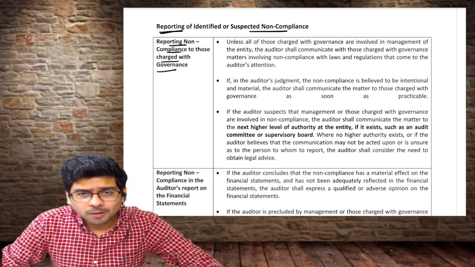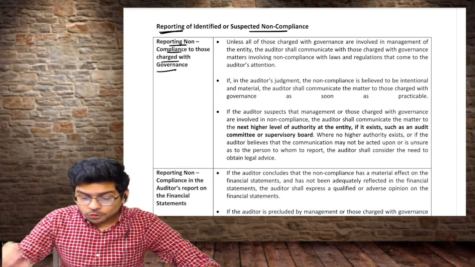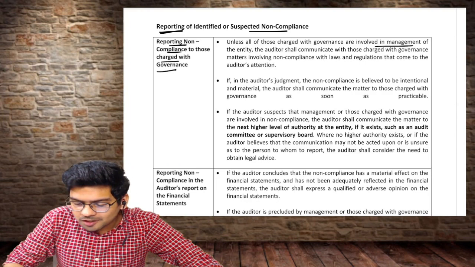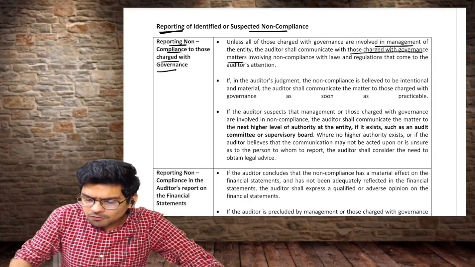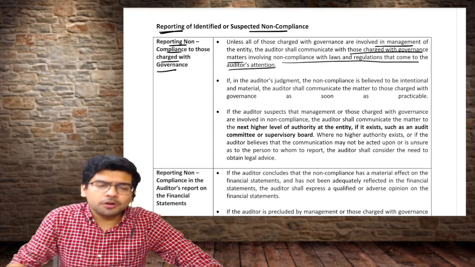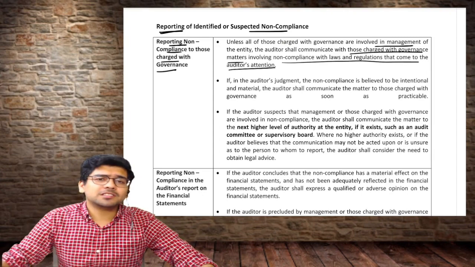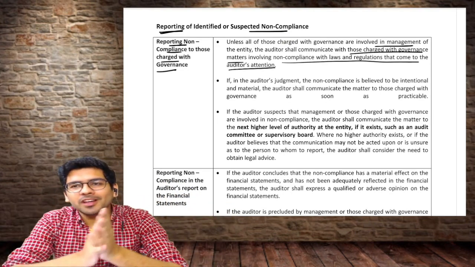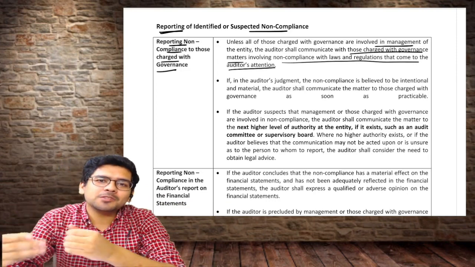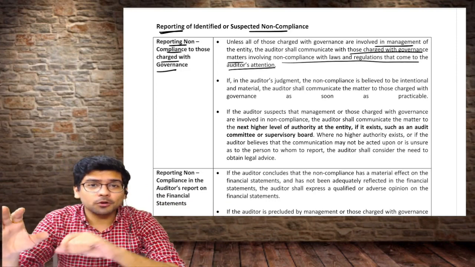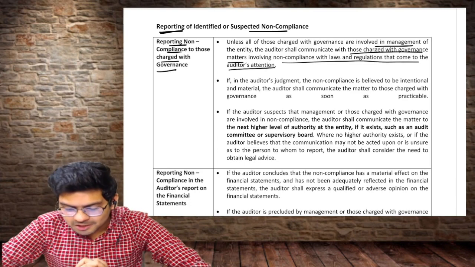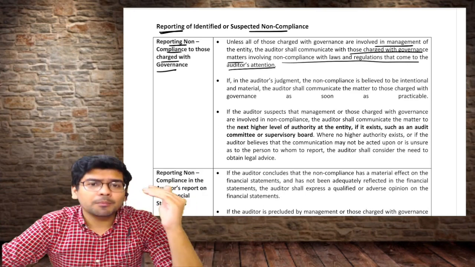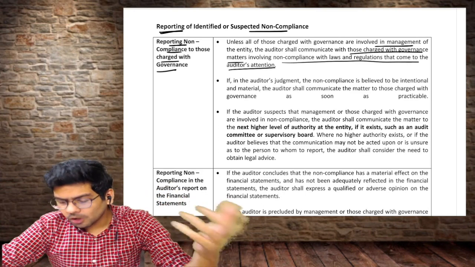As soon as we find any non-compliance, we are going to report it to the TCWG. It says unless all of those charged with governance are involved in management of the entity, the auditor shall communicate with TCWG matters involving non-compliance with laws and regulations that come to the auditor's attention. In small companies, the TCWG and the management are the same. So if they are the same, obviously management must know that these are the laws they have not complied with.